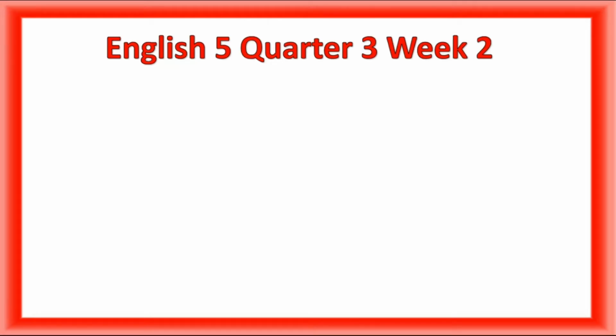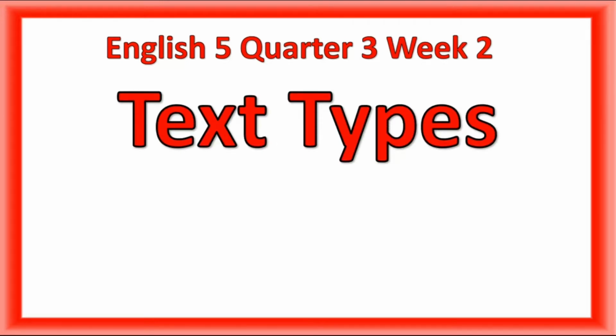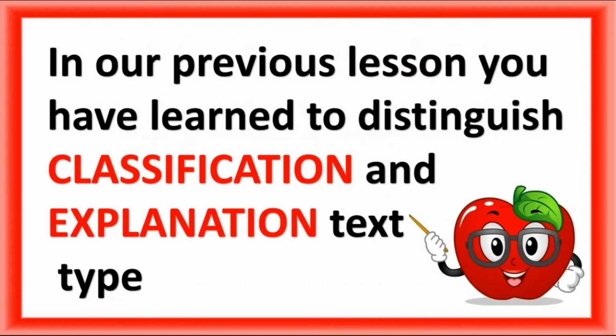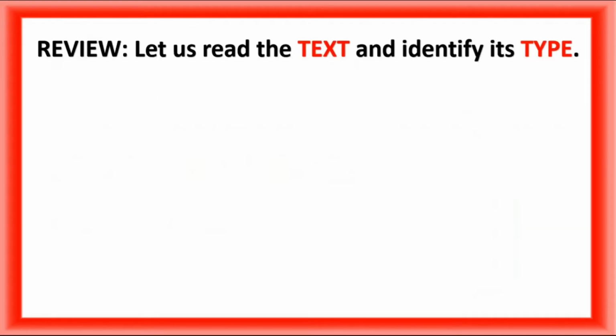We are now on English 5 Quarter 3, Week 2. Text types, specifically enumeration and time order. In our previous lesson, you have learned to distinguish classification and explanation text type. Let's review. Let us read the text and identify its type.